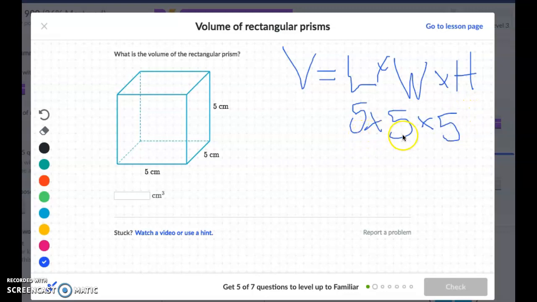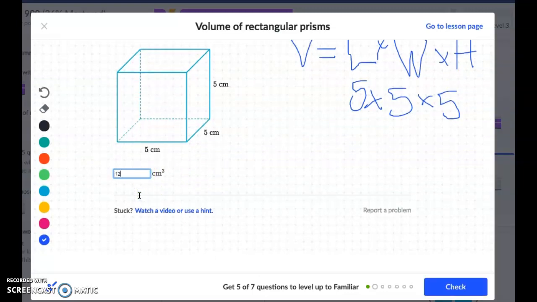So 5 times 5 is 25, and then 25 times 5, I think about quarters here, so 25 times 4 is 100. So 25 times 5 is 125. And again, centimeters cubed.